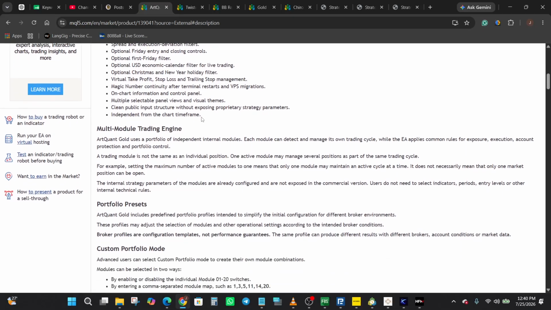Now here is something the developer is very transparent about, and I think it is worth highlighting before we look at results. ArtQuant Gold is built on a grid-based multi-position structure. That means it can carry several open positions in one cycle, and by nature, grid systems can experience deep, prolonged floating drawdown. That is baked into how this type of system works and not a flaw specific to this EA. So let us move into the historical testing.